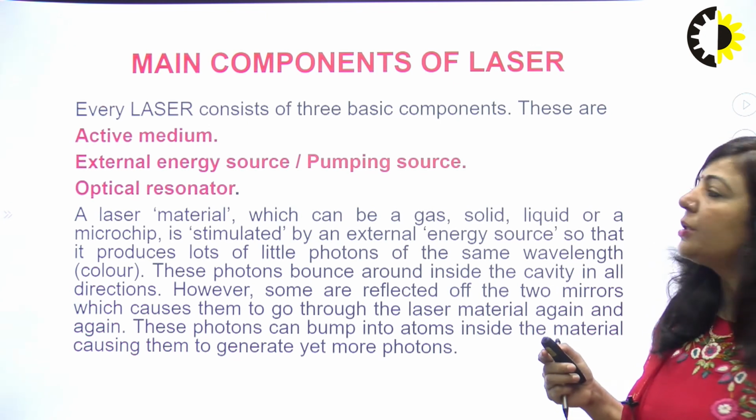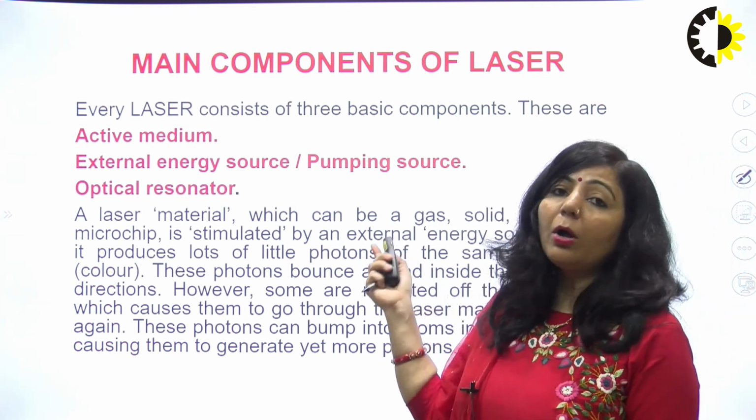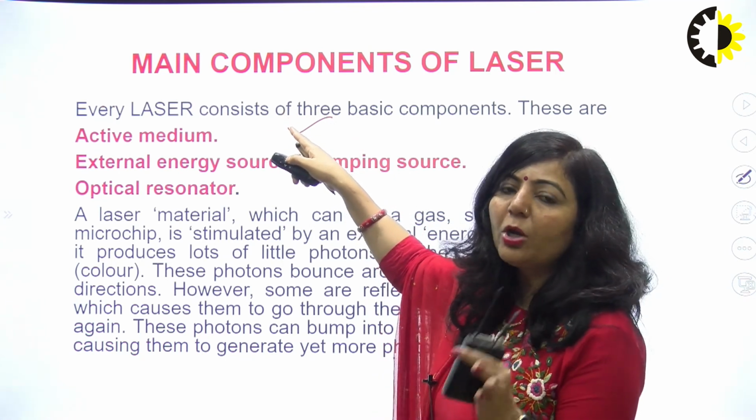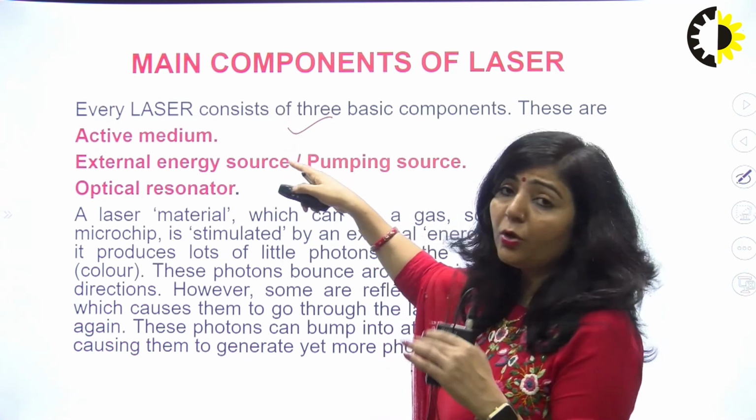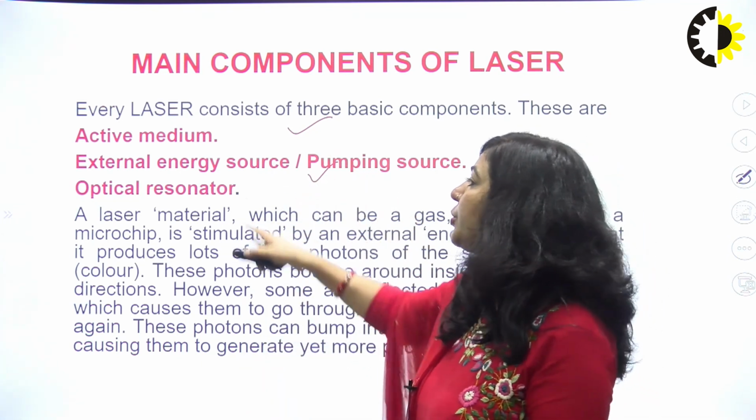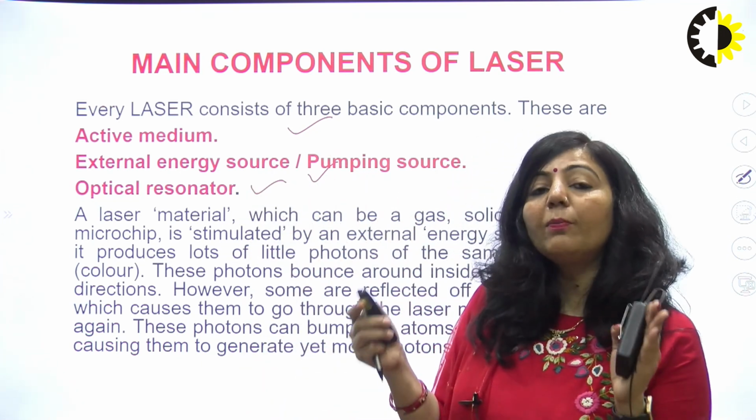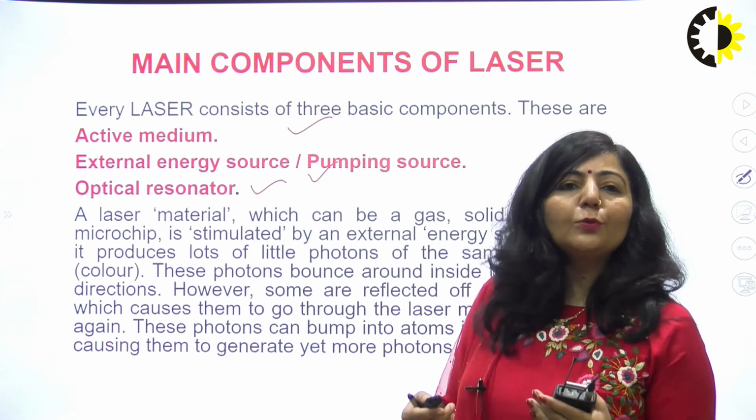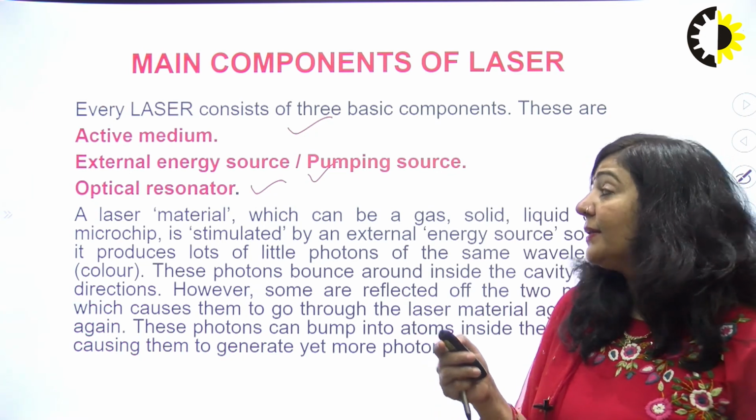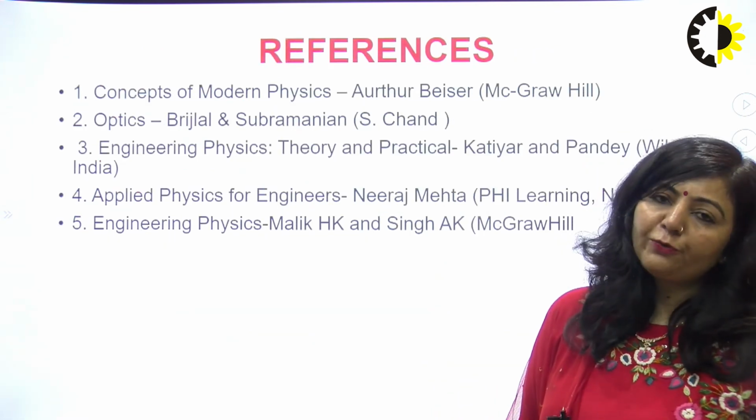So I have discussed all the three components: active medium, a collection of atoms, ions or molecules where you will amplify light; pumping source, through which you will get population inversion; optical resonator, a combination of two mirrors which are used to capture the photons within the active medium. One of the mirrors is fully reflecting and the other one is partially reflecting.